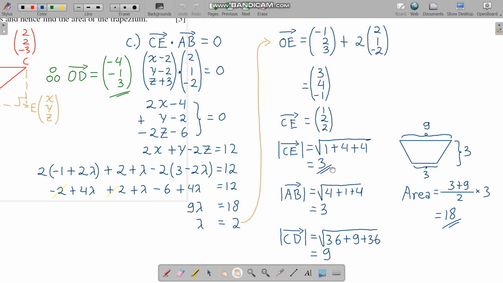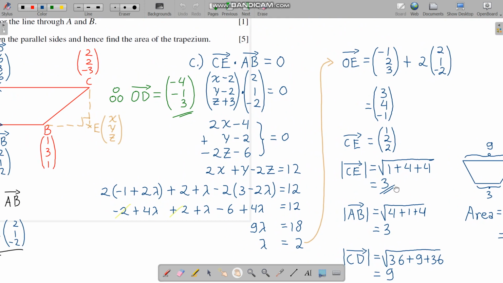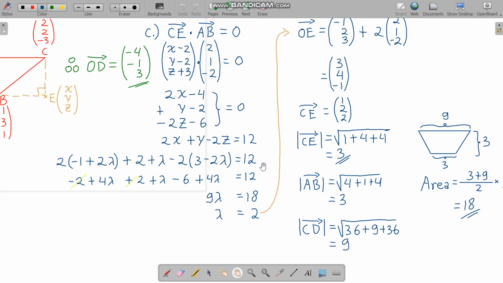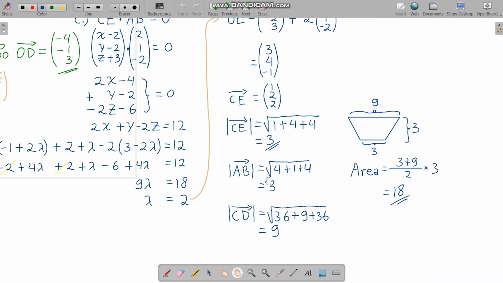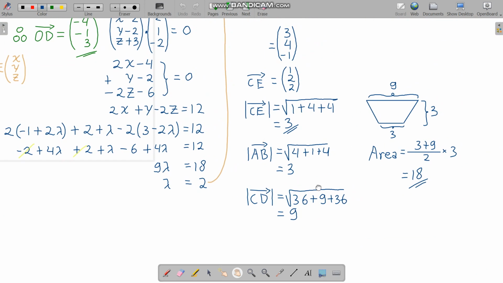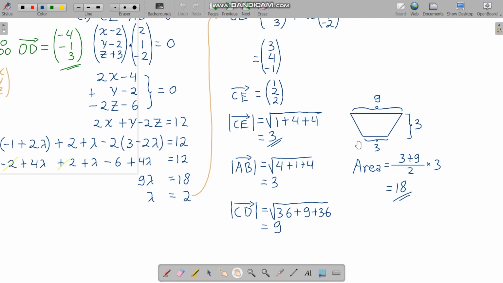And for the length AB, we can just use this 2, 1, minus 2 here, square everything and so on. So we have the length CE, we have the length AB, and the length CD. Yeah, you can find the length CD also from here. 6 squared, 3 squared, 6 squared. So that's what we get. So now we have this trapezium. This side is 3, the parallel side is 9, and we have the height, and we use the area formula for trapezium, sum of parallel sides divided by 2 times height.